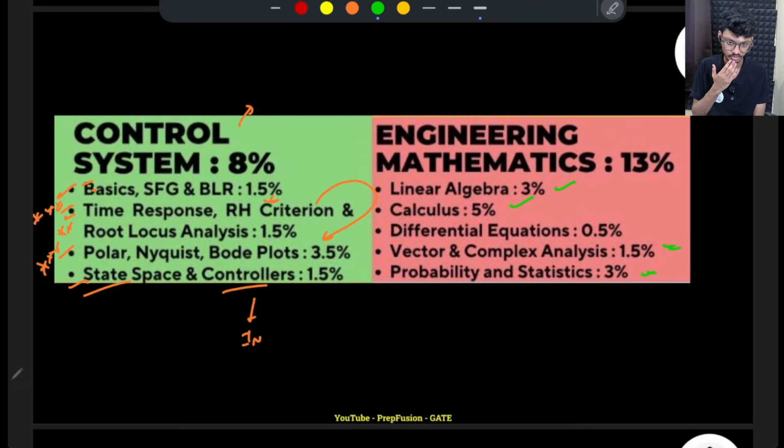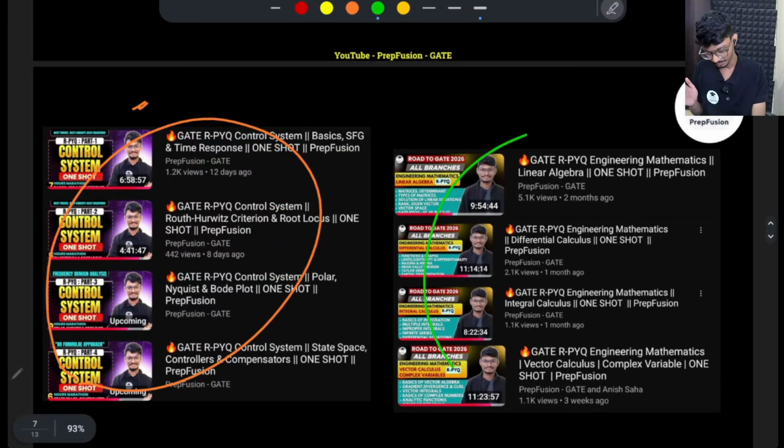Actually these are the highest weighted topics. And if you are very good in mathematics, you can just follow my RPYQ series.